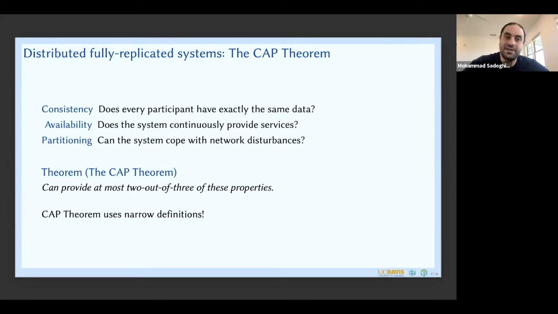Meaning the choice is that you say, okay, I allow my system to progress, so be available, but I sacrifice consistency. Or you say, I cannot sacrifice consistency, so if there is a partitioning, then I will simply let go of the availability. The system will not operate. The system cannot execute any transaction.